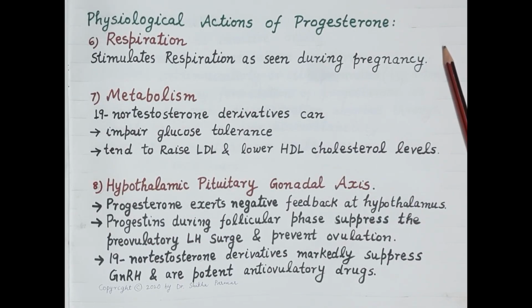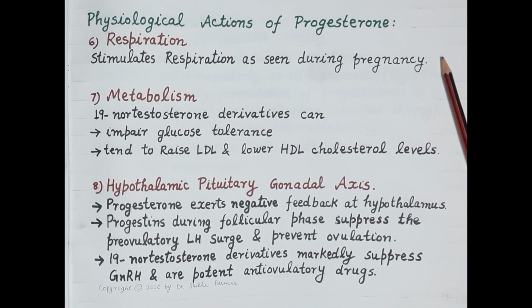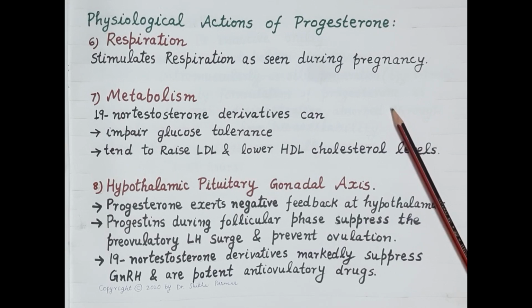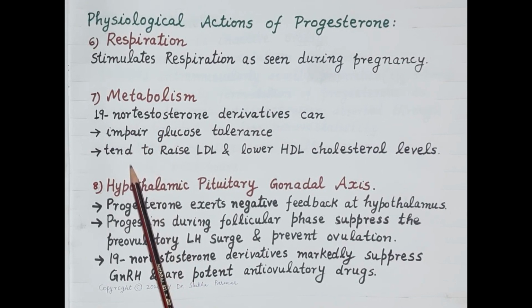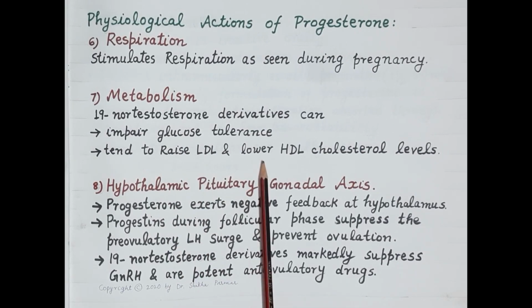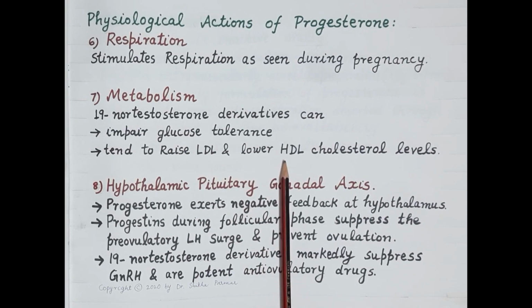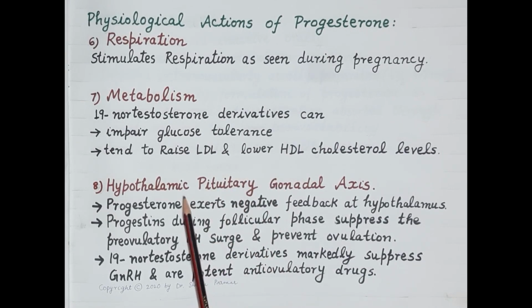Now, another effect of progesterone is on respiration. Now, progesterone stimulates respiration as seen during pregnancy. Now, effect of progesterone on metabolism. Now, 19-nor testosterone derivatives of progesterone impair glucose tolerance, and they also tend to raise LDL, that is, they tend to raise bad cholesterol, and reduce HDL, that is, they reduce good cholesterol levels, thereby leading to the risk of cardiovascular diseases. Now, progesterone also affects the hypothalamic pituitary gonadal axis. This we have already discussed.